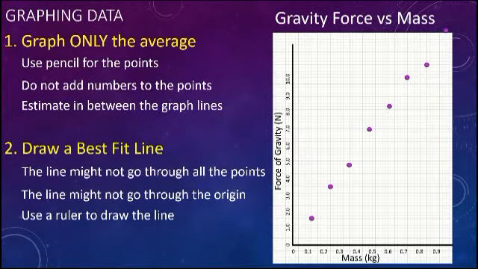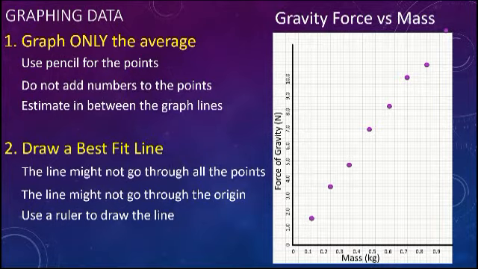So the best fit line might not go through all the data points. It might not even go through any of the data points. It's kind of, if you think of it, kind of an average of all of your points. That's what you're actually going for. And it might not go through the origin.